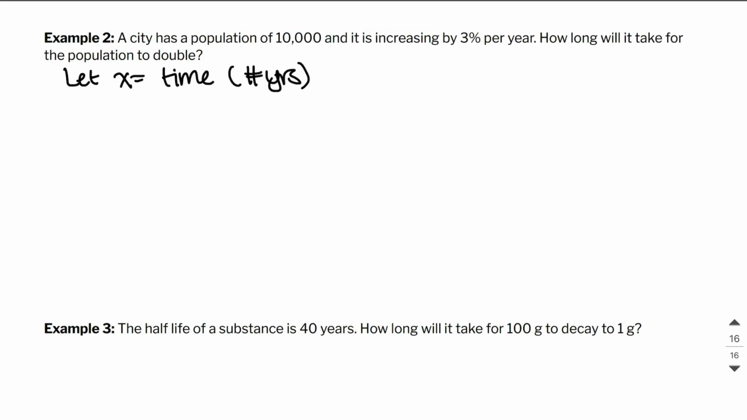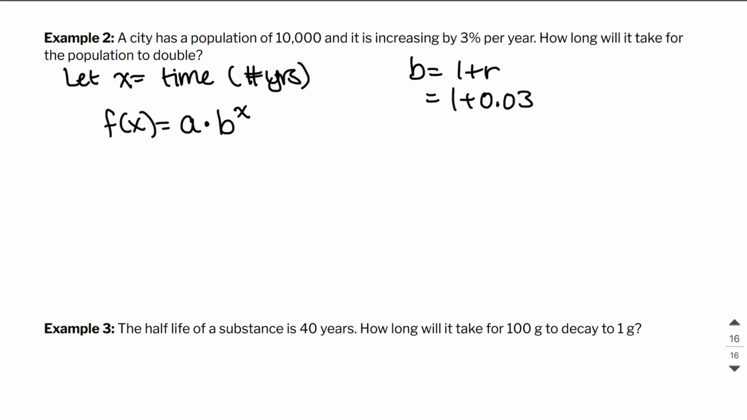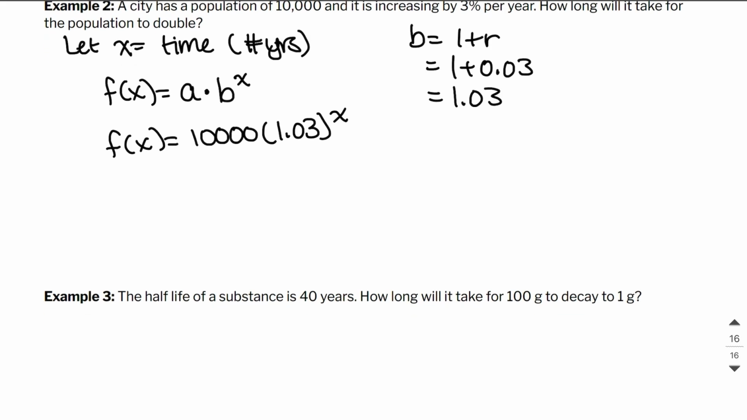Okay, and if you remember, the general equation for population growth is going to be a times b to the power of x. But just a reminder that b is 1 plus r, and here our r is 3%, so our b is 1.03. And then our initial amount is 10,000. This tells us our initial amount is 10,000. So we can say here, f of x equals 10,000 times 1.03 to the power of x.